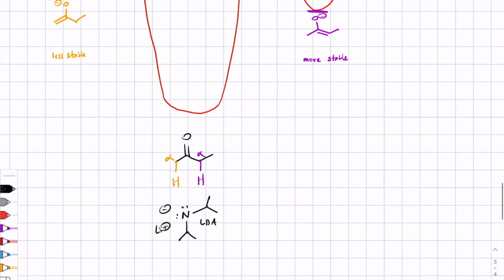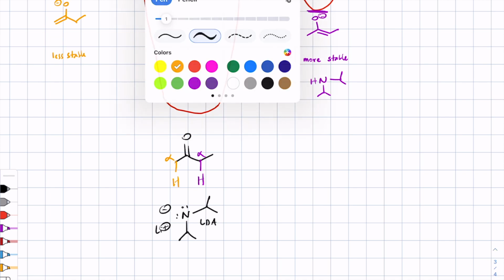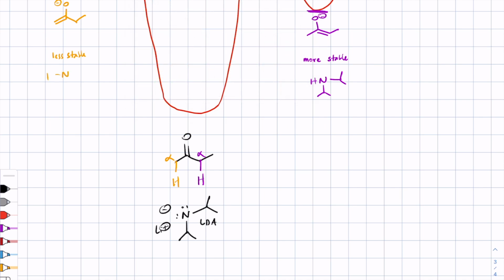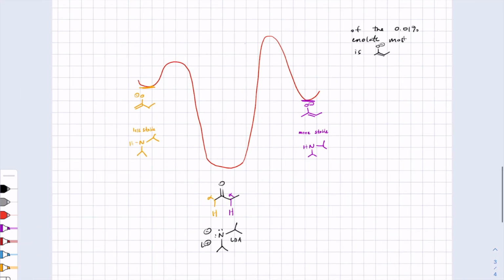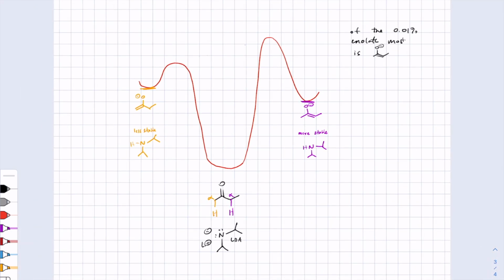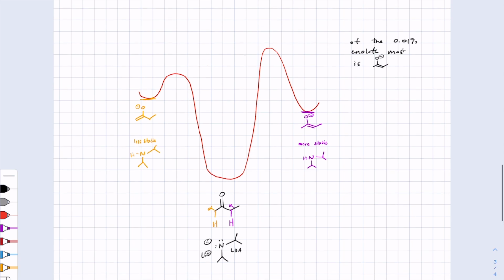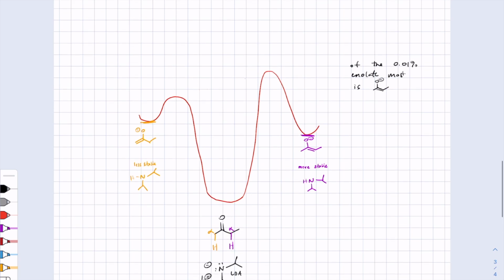And here's the conjugate acid of LDA. Now what I told you in terms of pKa was that at equilibrium, 99.99, 16 other nines beyond that percent is going to be in the enolate form, and basically 0 is going to be in the starting material.